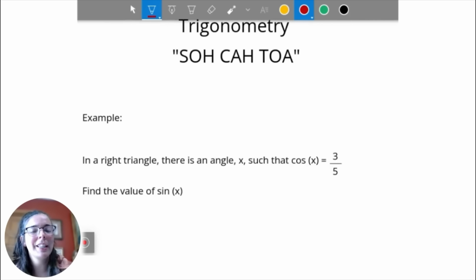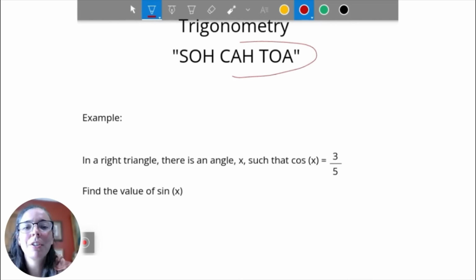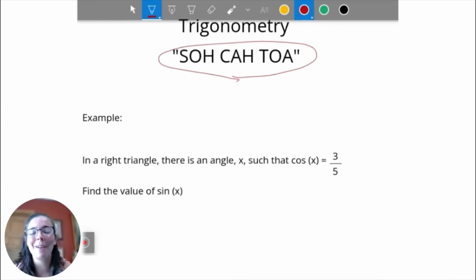Okay, and we have our last topic. We're running out of time a little bit, so I'm going to fly through some trigonometry. Then one thing I really want you to know and have memorized is SOHCAHTOA. So SOHCAHTOA, what does that mean? Well, that is our 3 main functions, sine, cosine, and tangent.